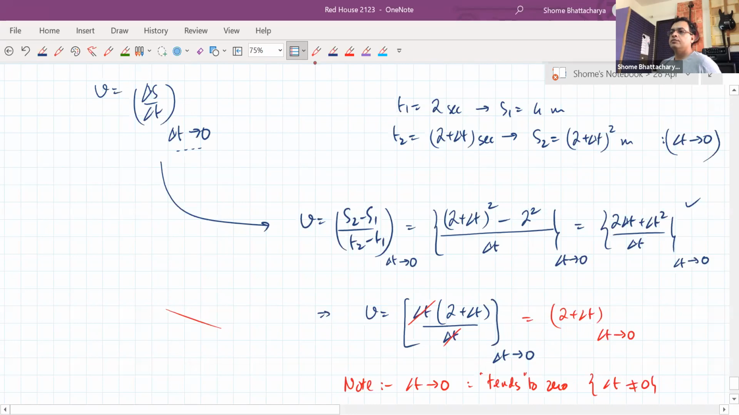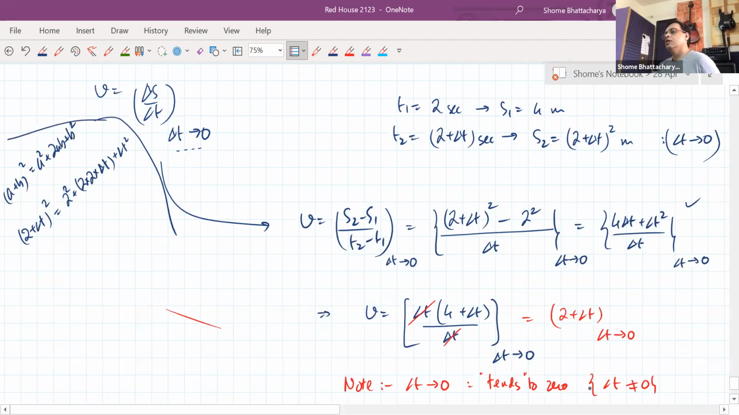Sir, where we have expanded, I think there is an error. Yeah, it should be 4. It should be 4 delta t. Okay. It's correct. Just make this correction here. It should be 4 delta t. Okay. Because just use this. This is 2 square plus this. Basically using the formula like this. Okay. All right.